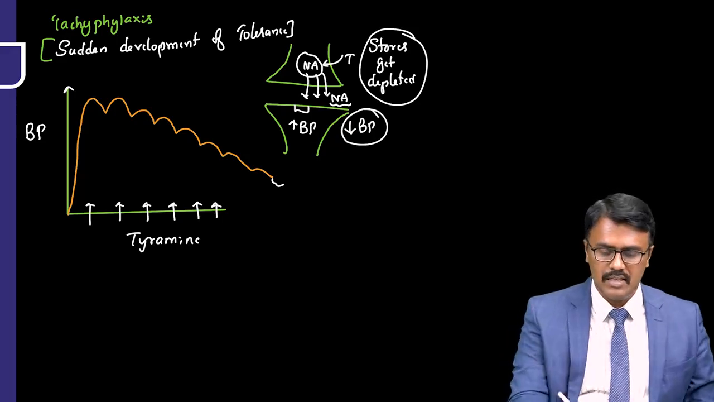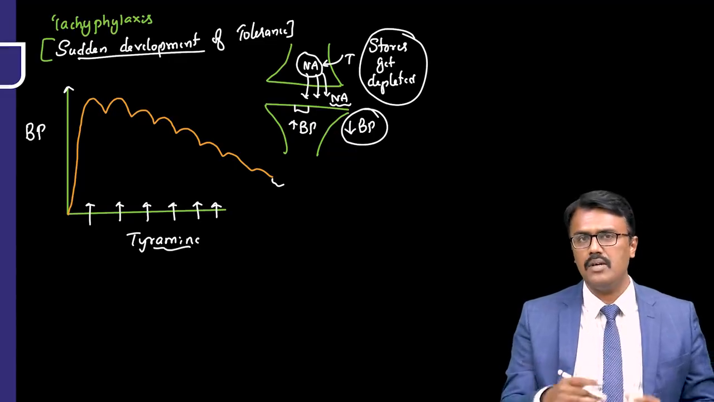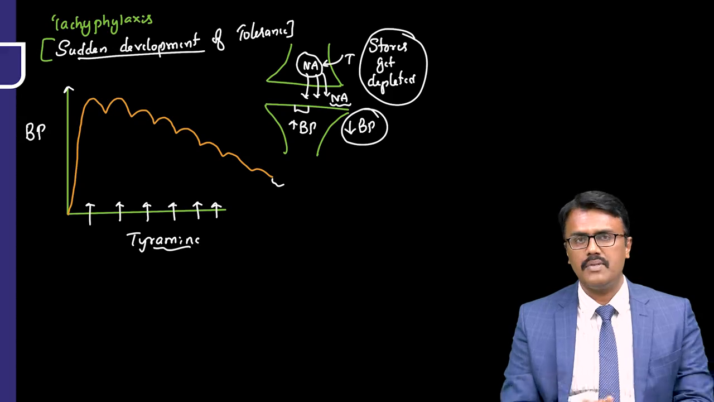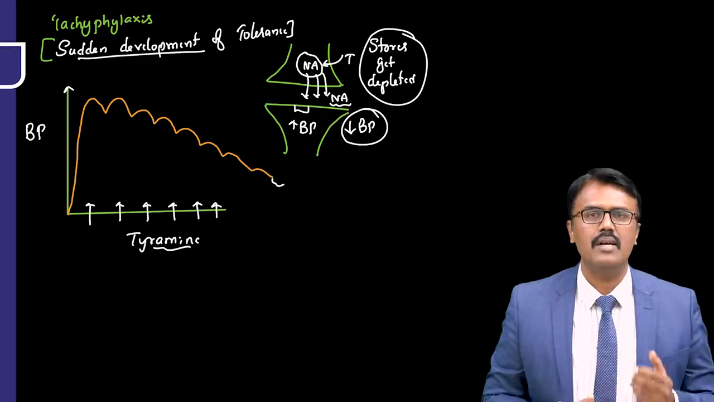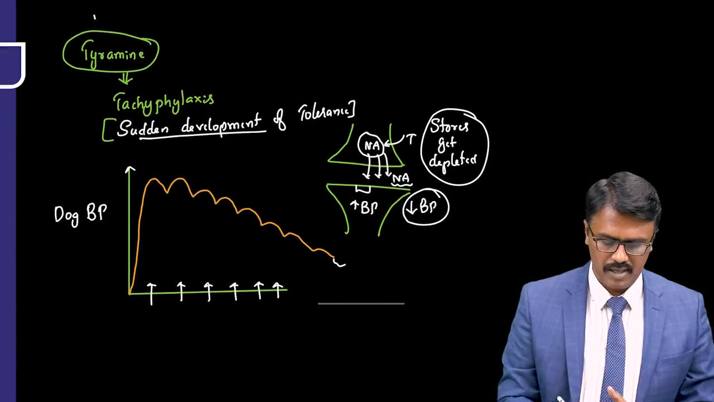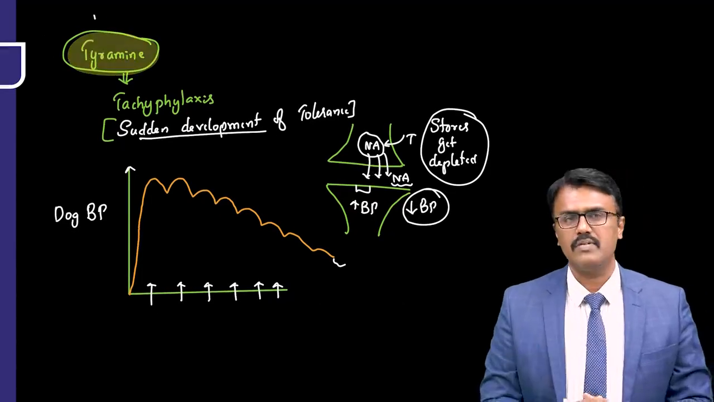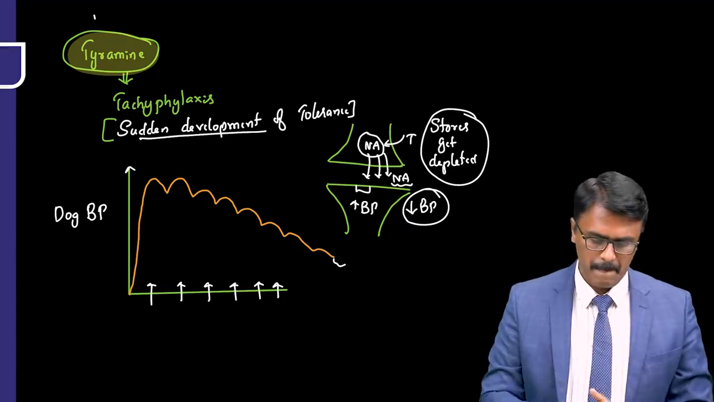That's why it is called sudden development of tolerance. If you give that tyramine repeatedly to the dog, the BP response falls. Now, this you cannot prove clinically; this is only done in experiments. So tyramine is known to produce tachyphylaxis. That is one of the clinical experimental questions they can ask in the exam.